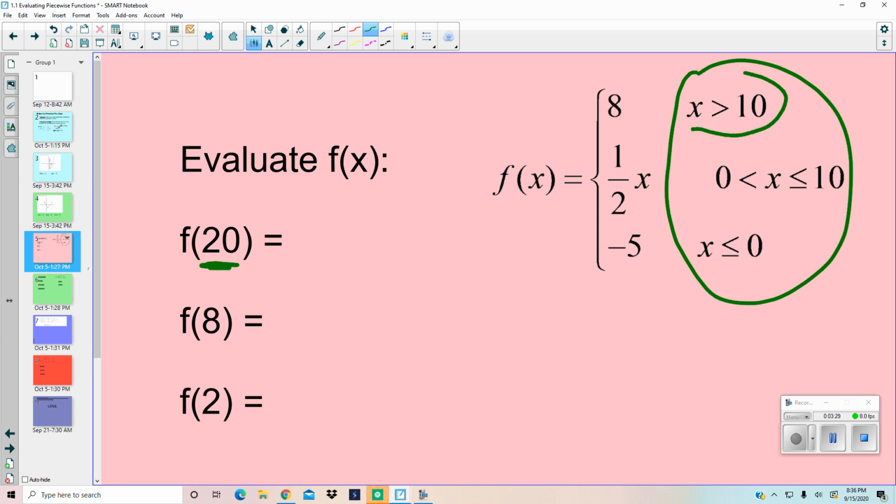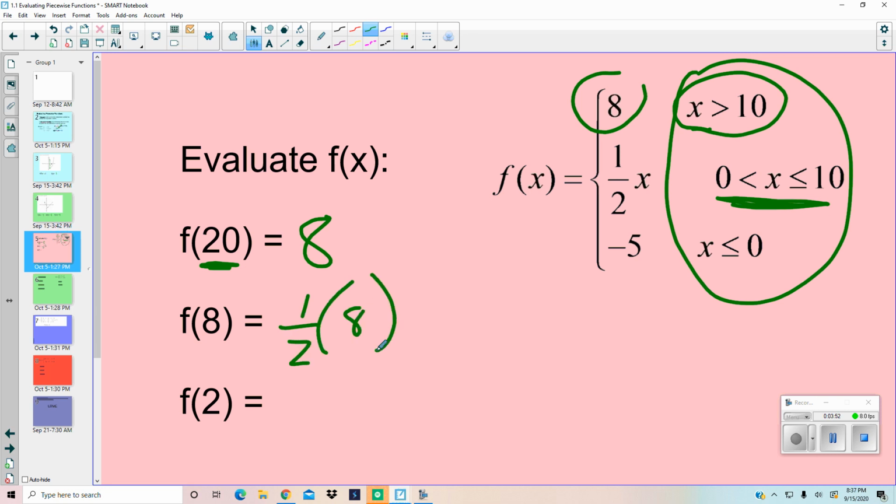Well, I can see that 20 is a number that's greater than 10. So that means that f of 20 is 8. So in other words, any value greater than 10 is going to be 8. Look at f of 8. Where does f of 8 fit in? Well, 8 is a number between 0 and 10. So that means I have a function there, 1/2 x. Well, that means put 8 in for x, so I get 4.